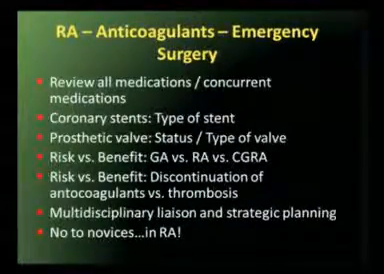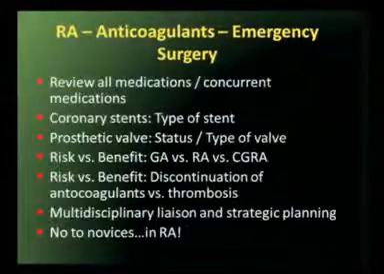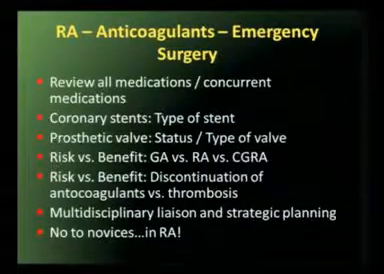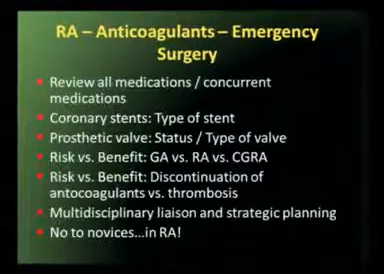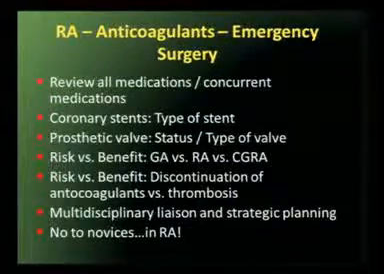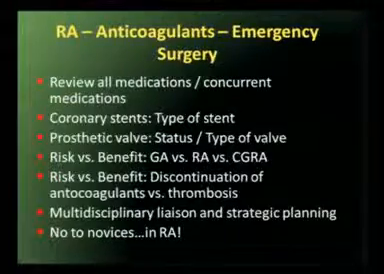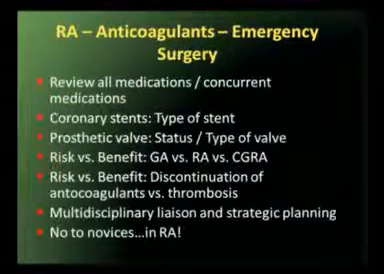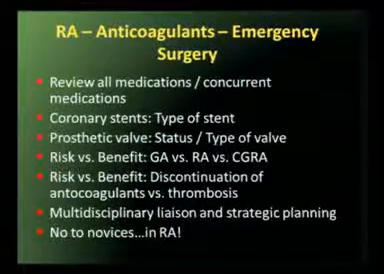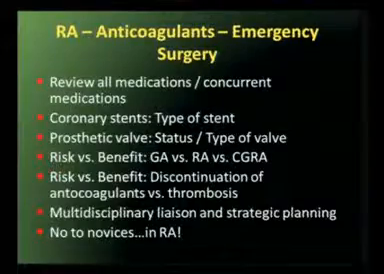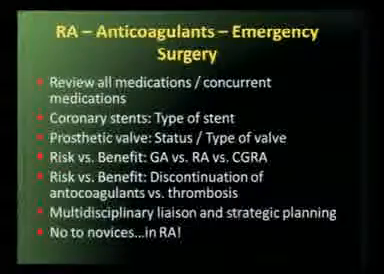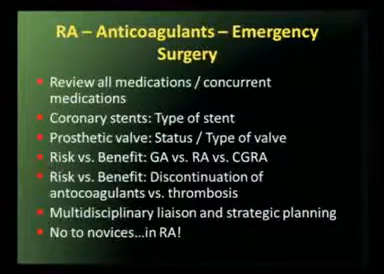If you have a patient who is on anticoagulants, who is for emergency surgery, and you contemplate using regional, how do you go about it? Well, the first and foremost important thing is to review all medications, concurrent medications. If the patient has coronary stents, is it a bare metal stent or a drug-eluting stent, and when was the stent put? If it is more than 12 months, you are safe. If it is less than 12 months, drug-eluting stent, again you are not safe, because coronary thrombosis is very common if you stop antiplatelet medications. Prosthetic valve, what type of valve does the patient have? Is it a tilting disc valve, a ball and cage valve, or a St. Jude's prosthesis, which is less thrombogenic? You need to keep this in mind.